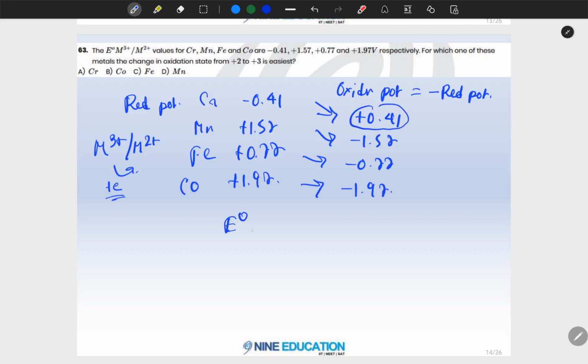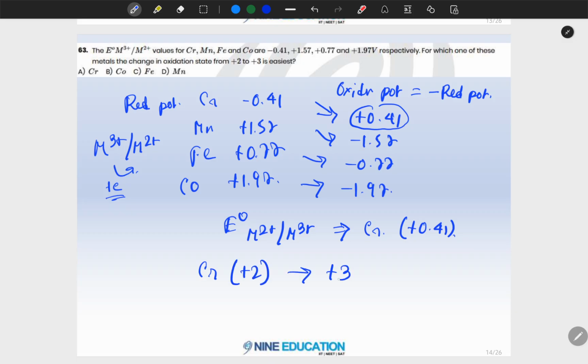So E0 of M2 plus to M3 plus is the highest for chromium among all the metals present over here, right? The value is actually plus 0.41. Since the oxidation potential of chromium is the highest, that's why chromium has the highest tendency to get converted from plus 2 to plus 3 oxidation state. Chromium has the highest oxidation potential, so that's why easily it can be oxidized from plus 2 to plus 3, and that's why it should be the correct answer.